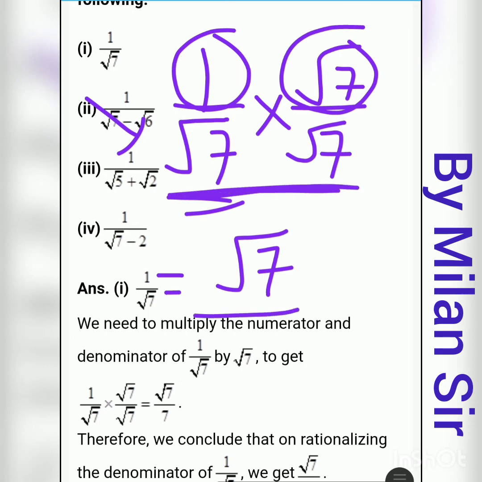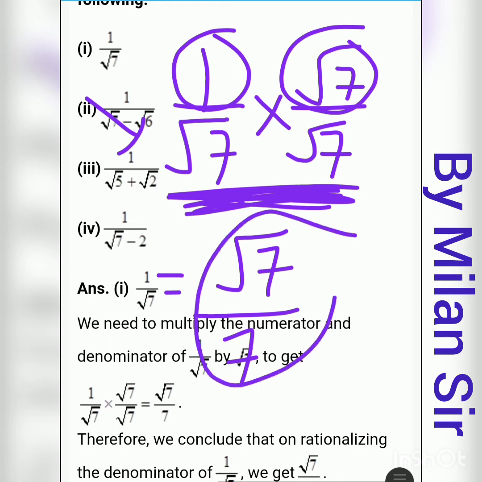Now in the denominator we need to multiply under root 7 by under root 7. So under root 7 multiplied by under root 7 is only 7. This is our answer. Now if you look at the answer, in the denominator we have only 7. That means the square root is removed from the denominator. In this way we can rationalize the denominator.